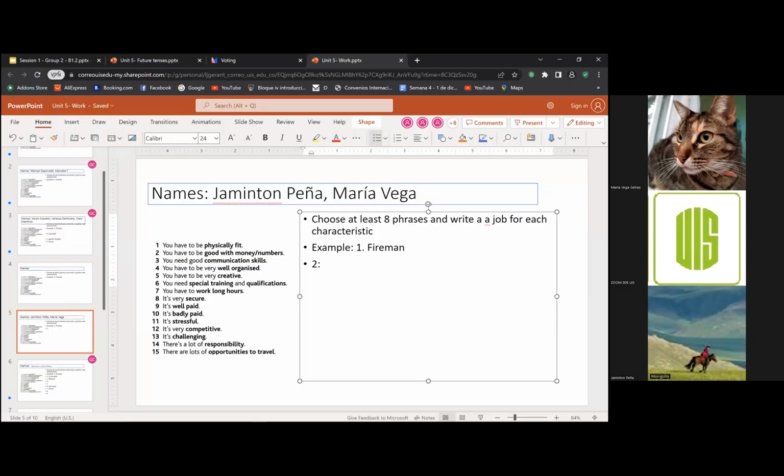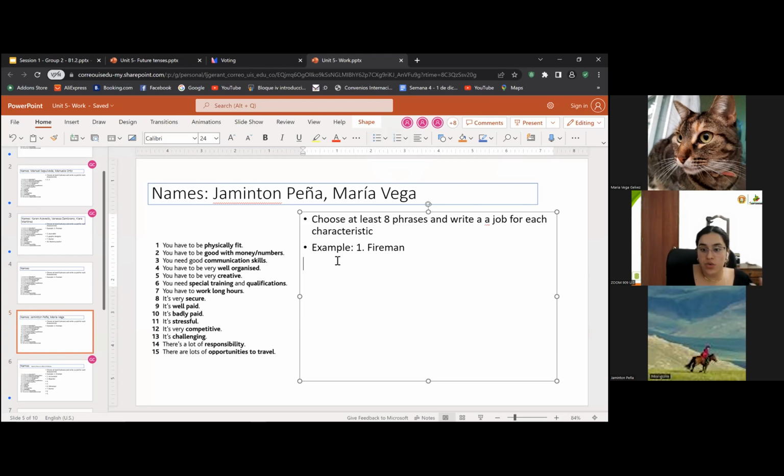Hello, teacher. Teacher, a question. The second is get a lot of money for salary. No, it's like you are good, like maybe an accountant, contador, right? Or engineer, maybe. Good with numbers or with money. Okay, teacher, thank you.